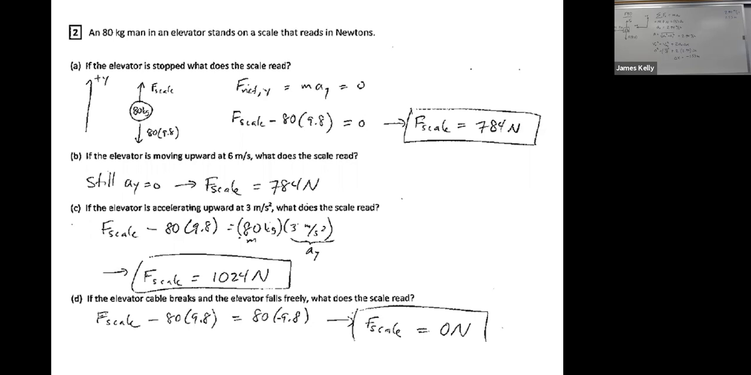And most importantly for this, and it's the same for part A, I think the elevator stopped at the beginning. That means the acceleration is 0, and certainly the y component of the acceleration is 0. So the right-hand side of F net equals m a equals 0, and that means the scale force minus the weight is equal to 0, and therefore the scale force equals the weight.